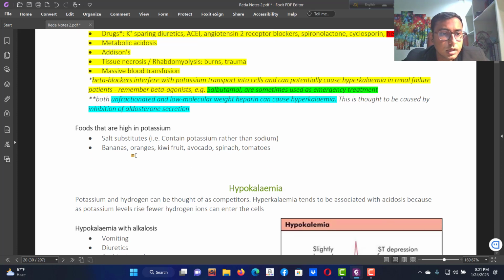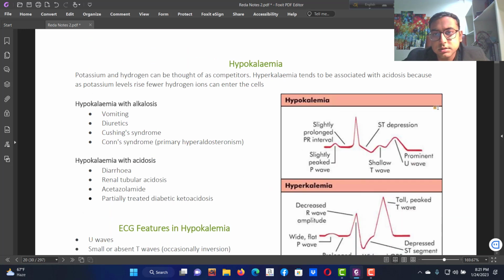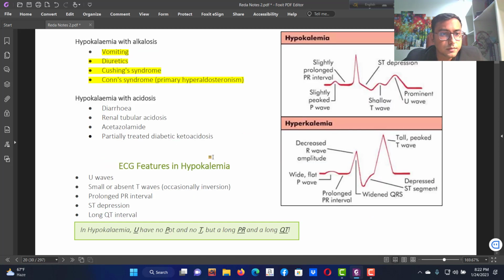Foods that are high in potassium, no need to go into. Now, hyperkalemia and hypokalemia: potassium and hydrogen can be thought of as competitors. They exchange with each other, and hyperkalemia tends to associate with acidosis, because as potassium levels rise, fewer hydrogen ions can enter the cells. Hypokalemia is associated with alkalosis, that is vomiting, diuretics, Cushing's syndrome, and primary hyperaldosteronism.